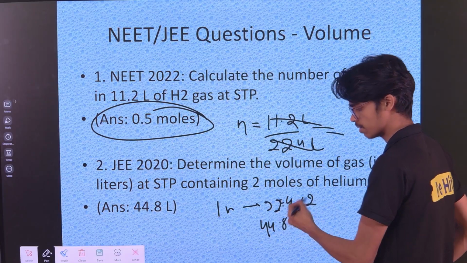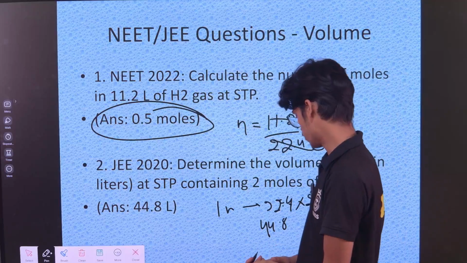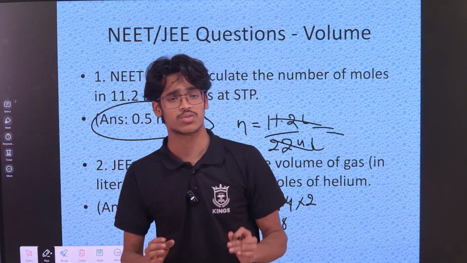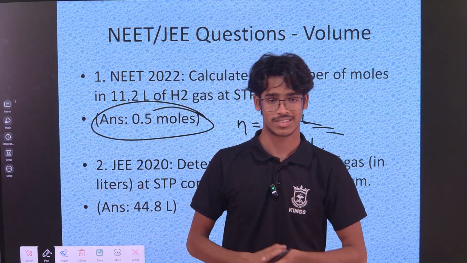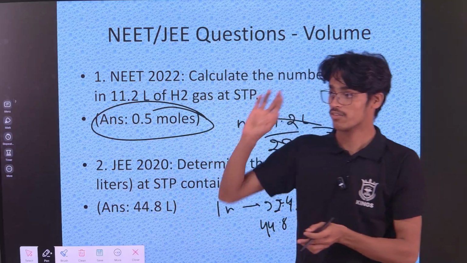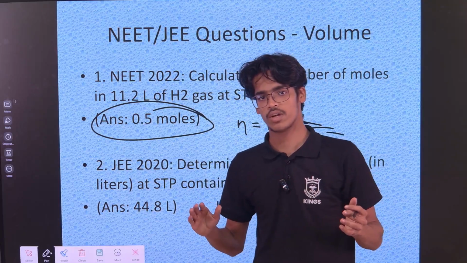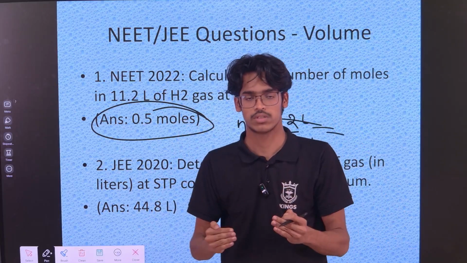I hope this is simple, right? It's a very simple thing. You just have to multiply by 2, your answer is 44.8. And remember, you can use this to solve at least 70% of the questions. This is a very important lecture. You can convert from number of particles to volume, from volume to mass. Any conversion you have to do, you have to go through number of moles always.